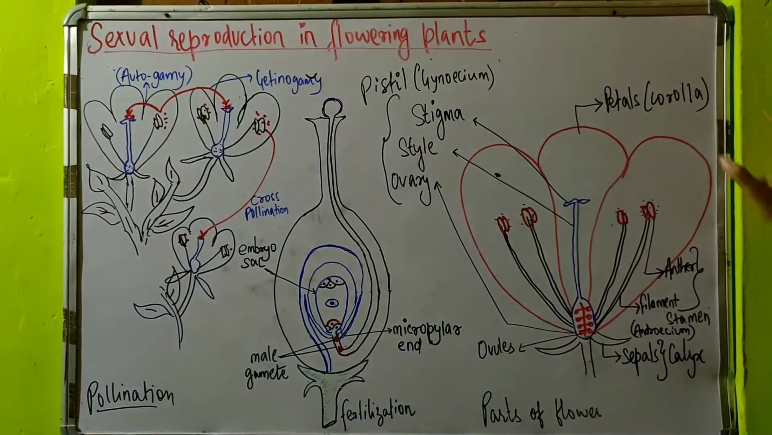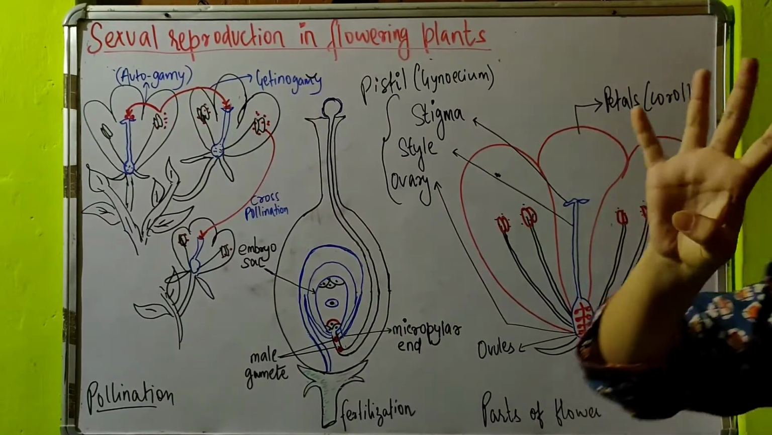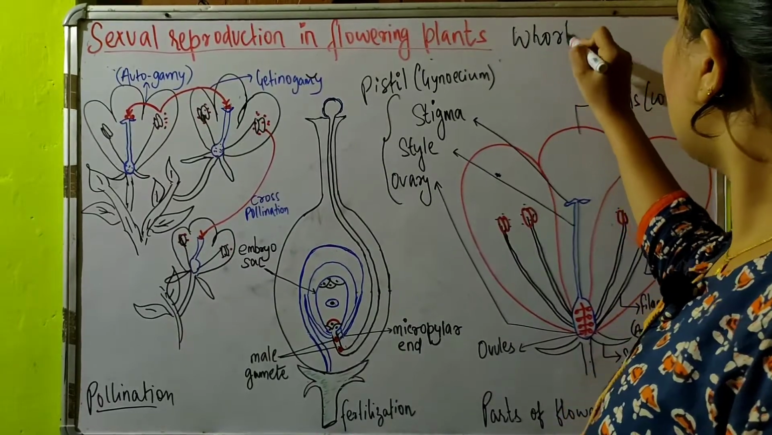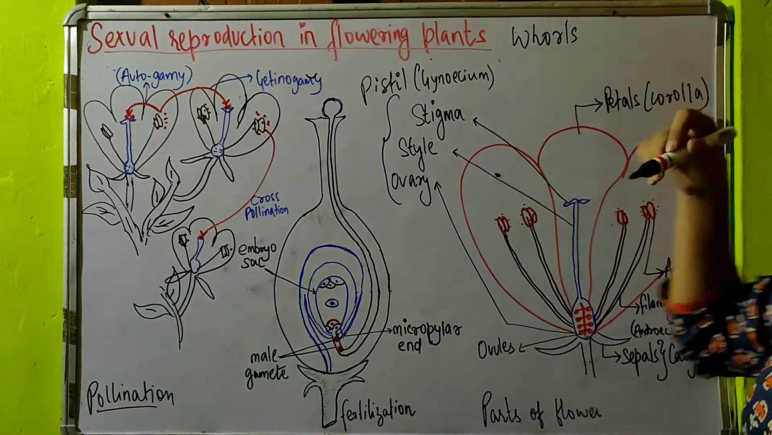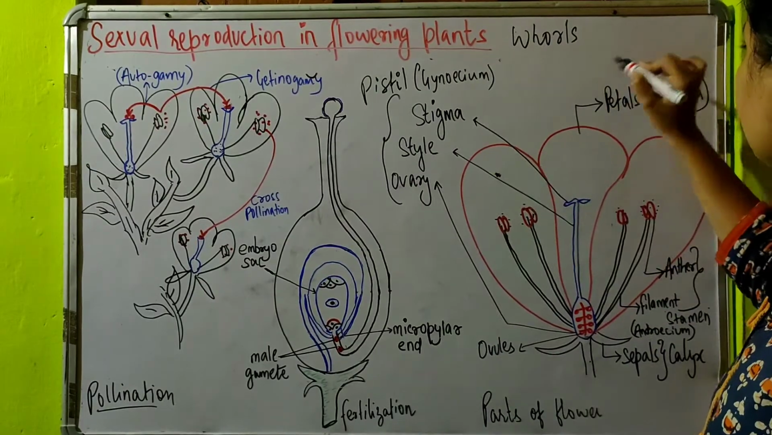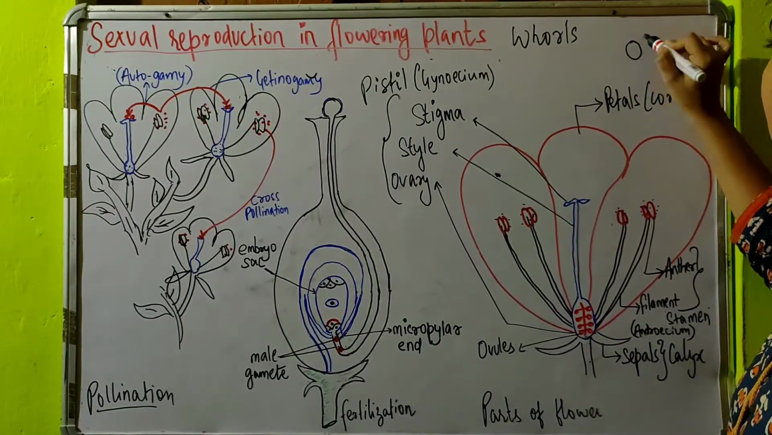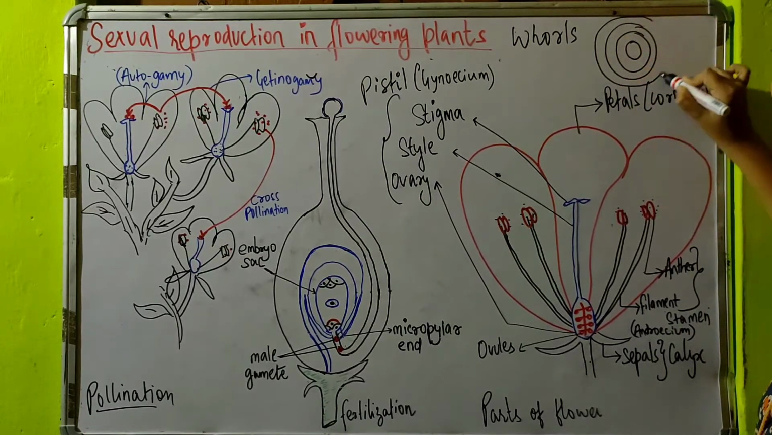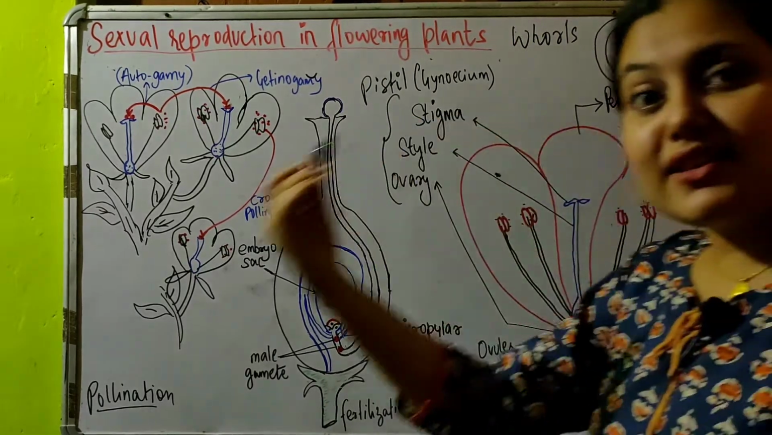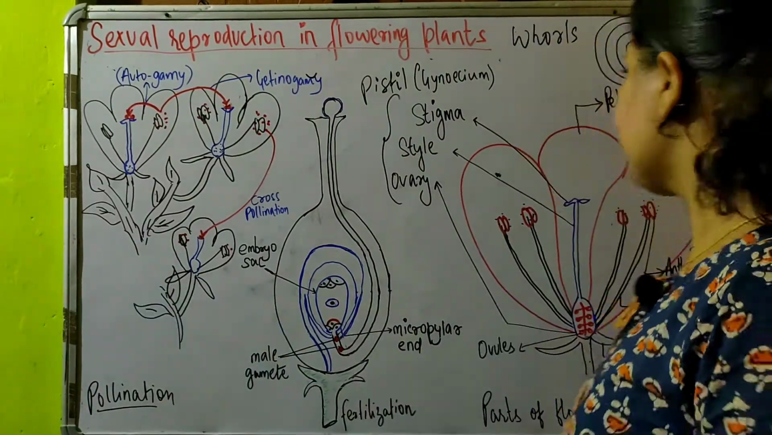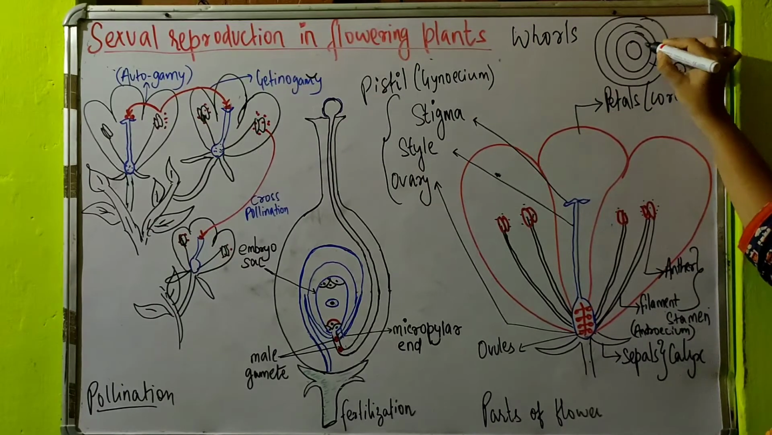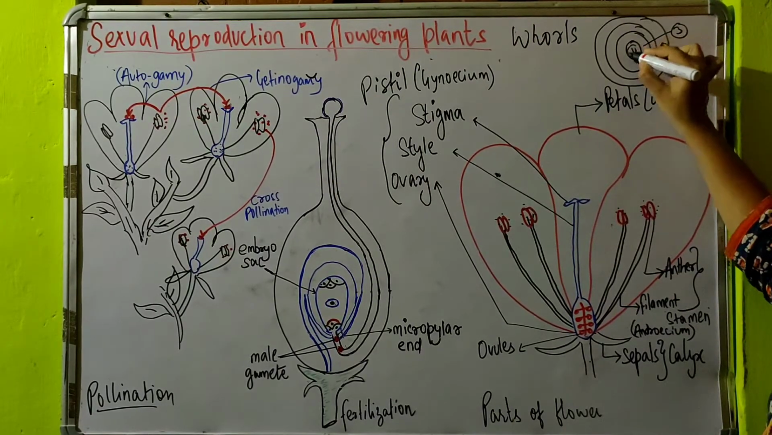First of all, let us come to the parts of the flower. You see here there are 4 whorls. What are whorls? Whorls means it is a kind of layer. We are naming the layers of the flower: 1st whorl, 2nd whorl, 3rd whorl, and the 4th whorl. I'll be explaining that now. This is 1, this is 2, this is 3, and this one is 4.